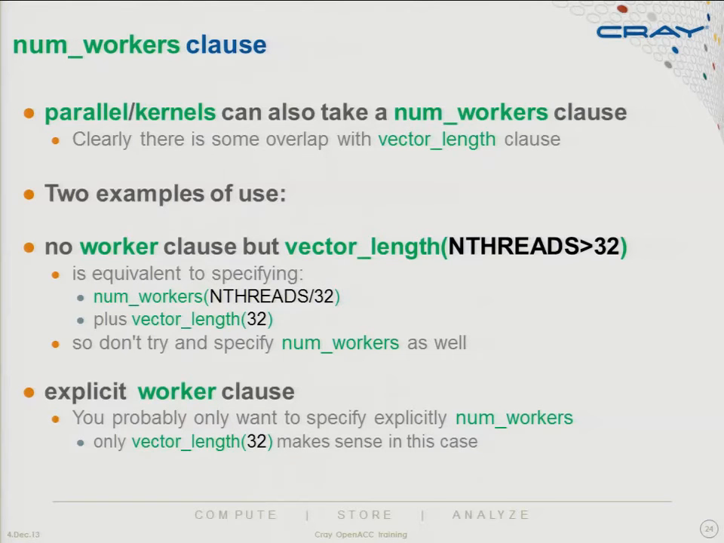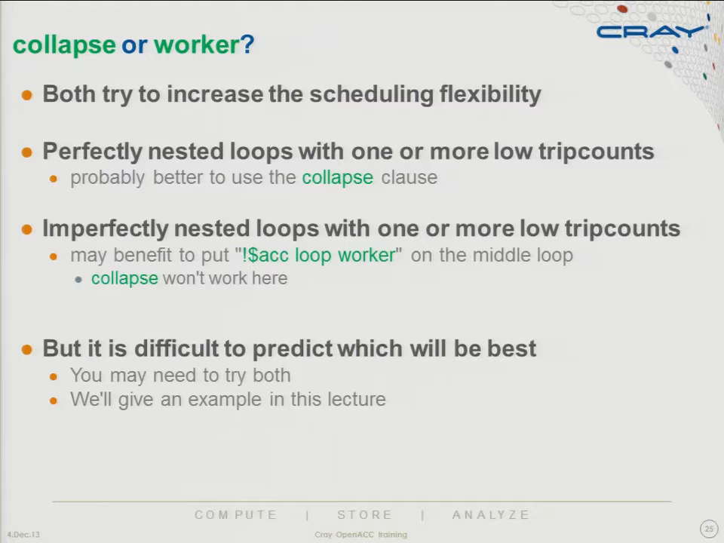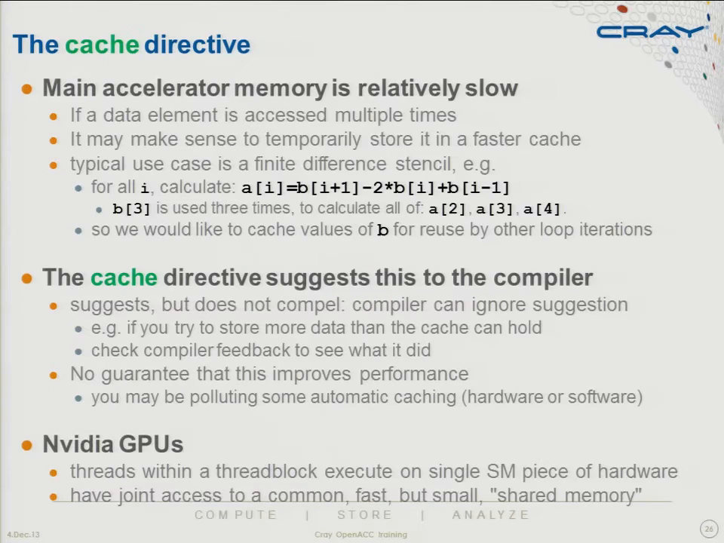Again, slightly more technical, this. Which should you use? Difficult to say. You probably want to do a comparison. I'll show some examples. If you've got perfectly nested loops, collapse is often better. If you've got imperfectly nested loops, worker can benefit, because collapse doesn't work there. So those are changing the scheduling.